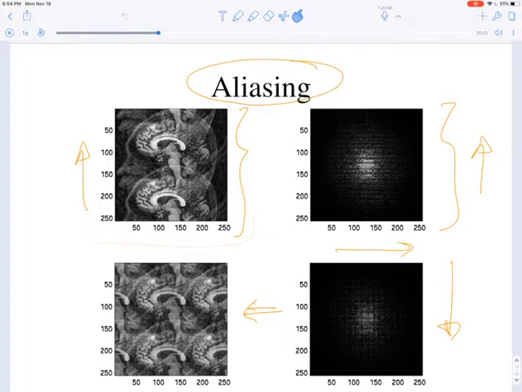In general, we want to avoid doing that. We want to take it right to the limit. But this is not really the image you would want if someone was trying to diagnose something in your brain. You'd like not to have aliasing. So in general, we want to avoid aliasing.